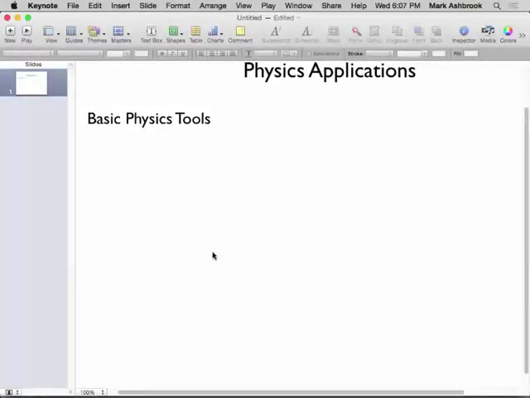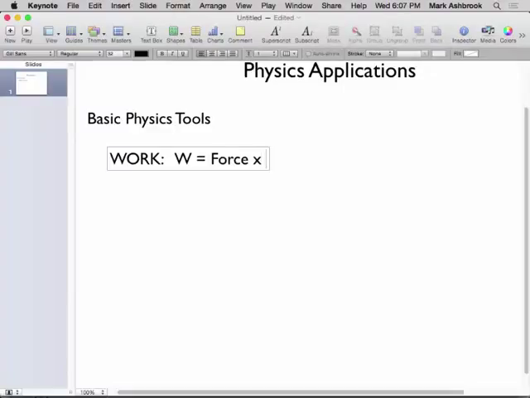Okay, so some basic physics tools. The first thing is work. A lot of these problems will have to do with work. Our general formula for work in mechanics is force times distance. But that's if you have a constant force over a straight line distance. So if the force remains constant and you go in a straight line, or you know exactly the length that you go, then it's just as easy as force times distance.